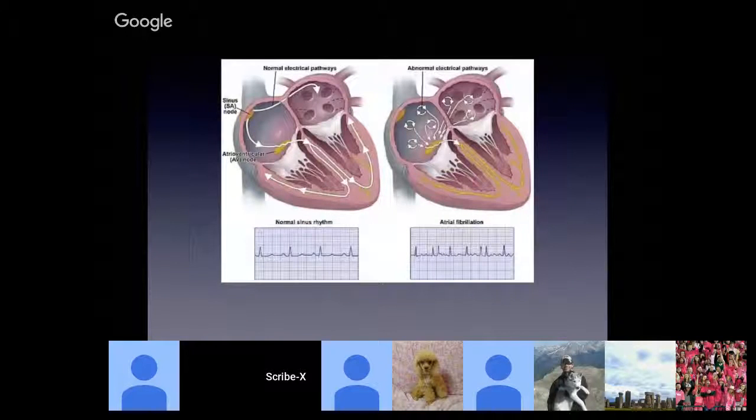So this is what AFib sort of looks like. In normal sinus rhythm, you have the SA node in organized fashion delivering a signal to the AV node, which sends the signal to the ventricles to beat. In AFib, the SA node has abdicated authority.